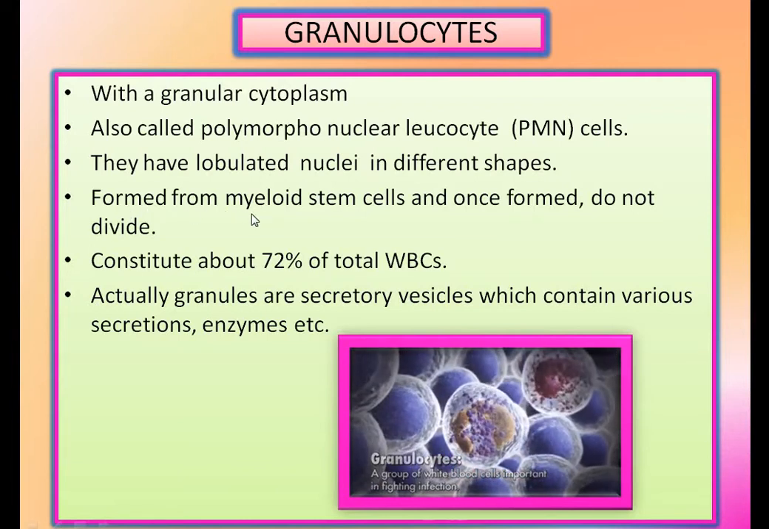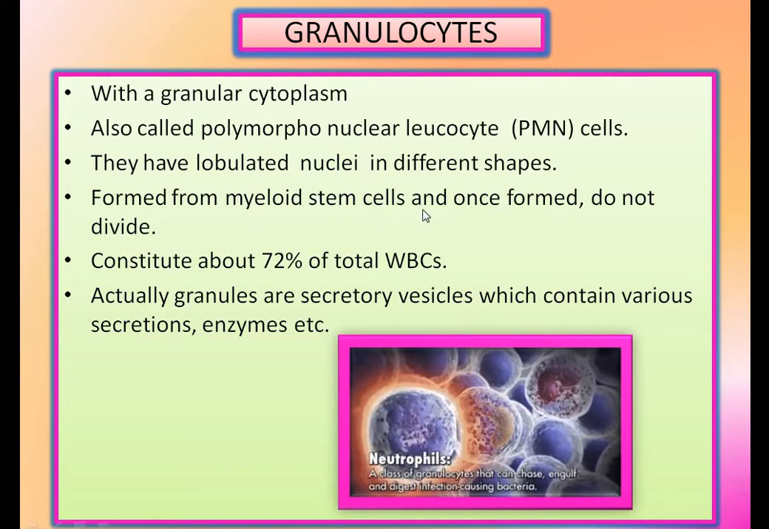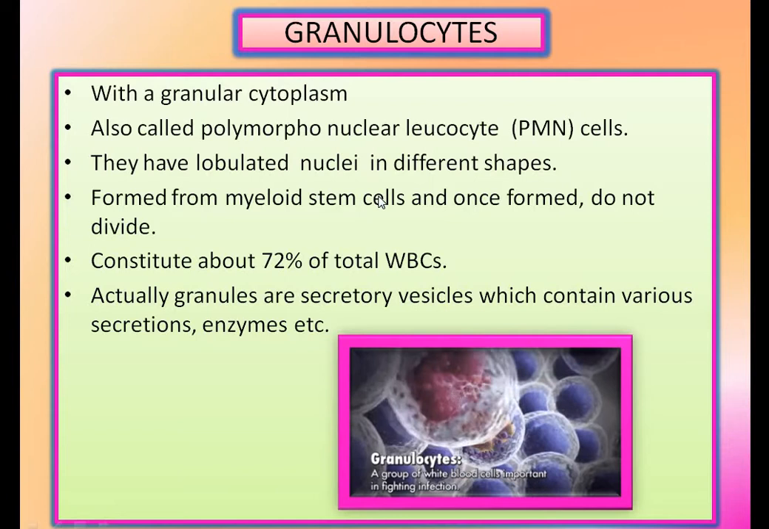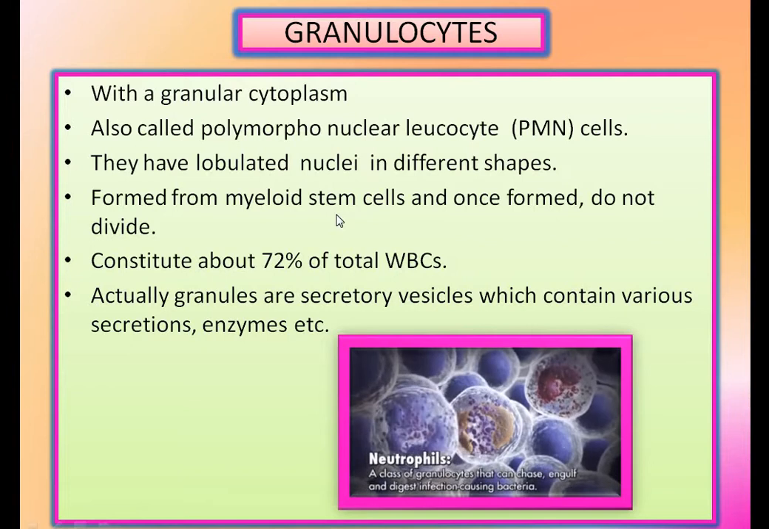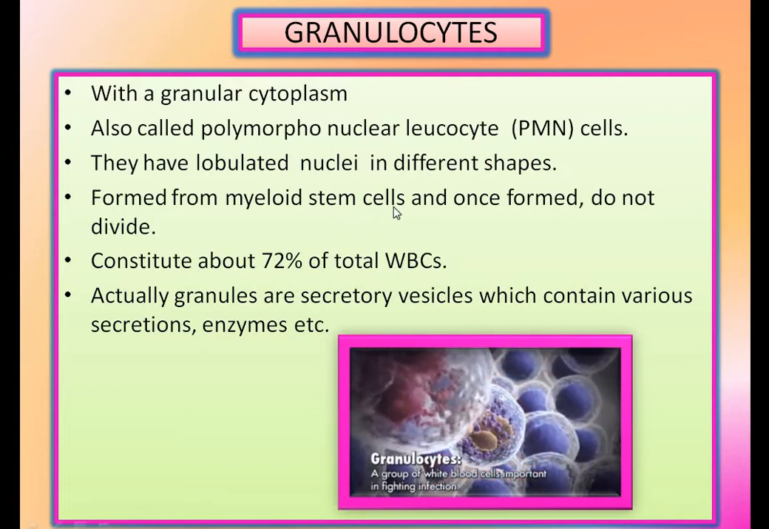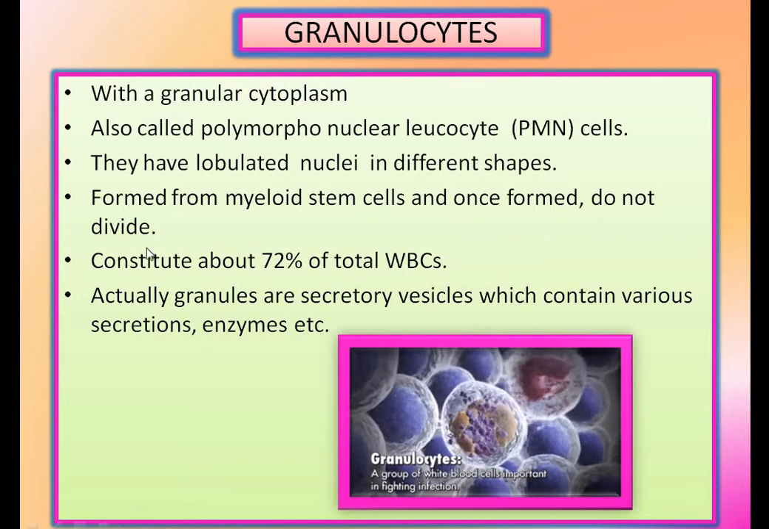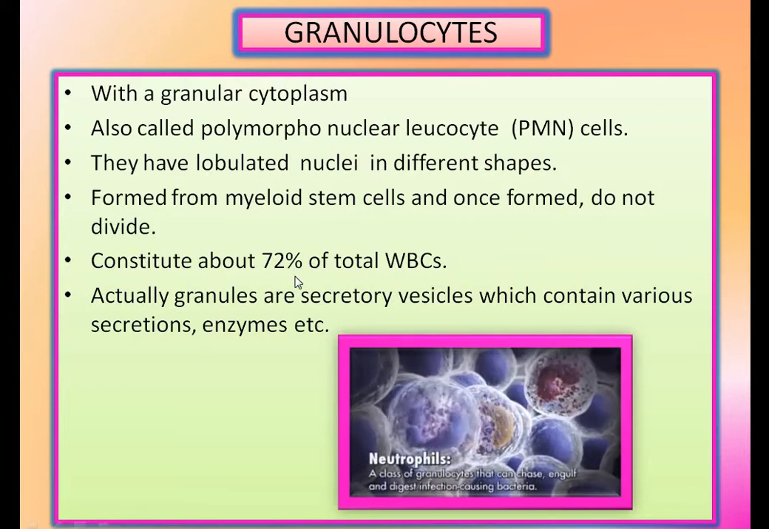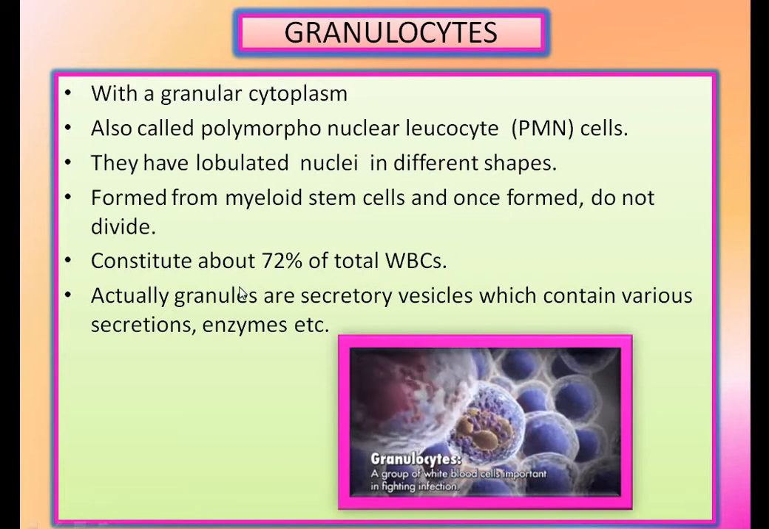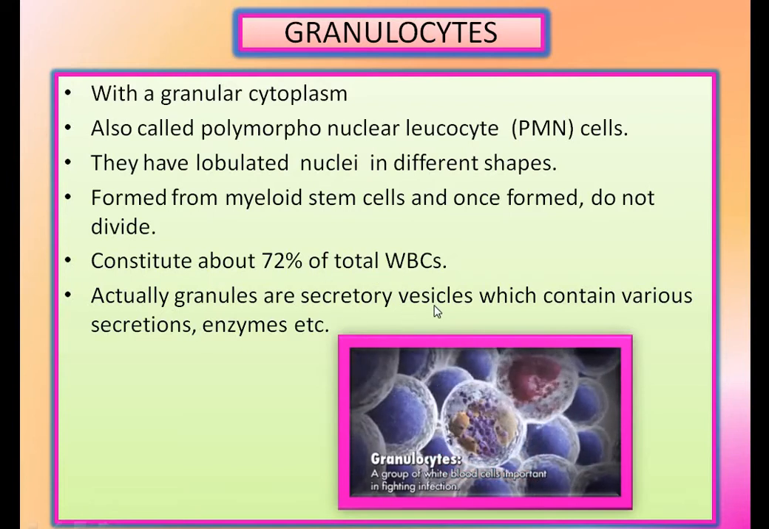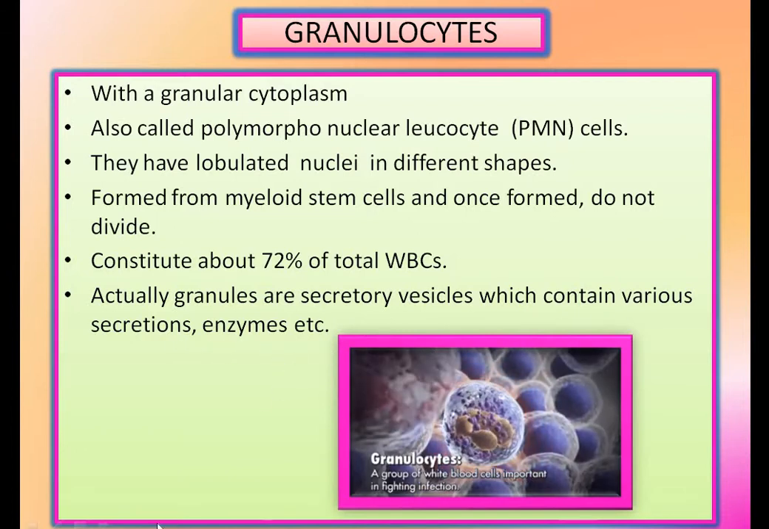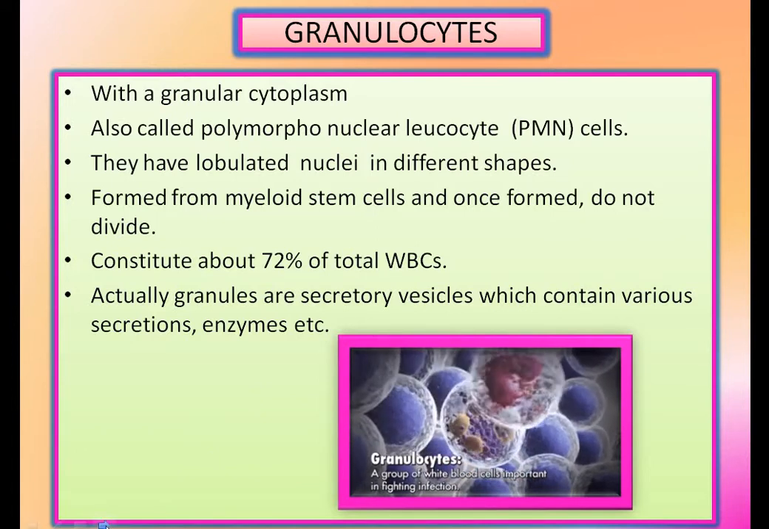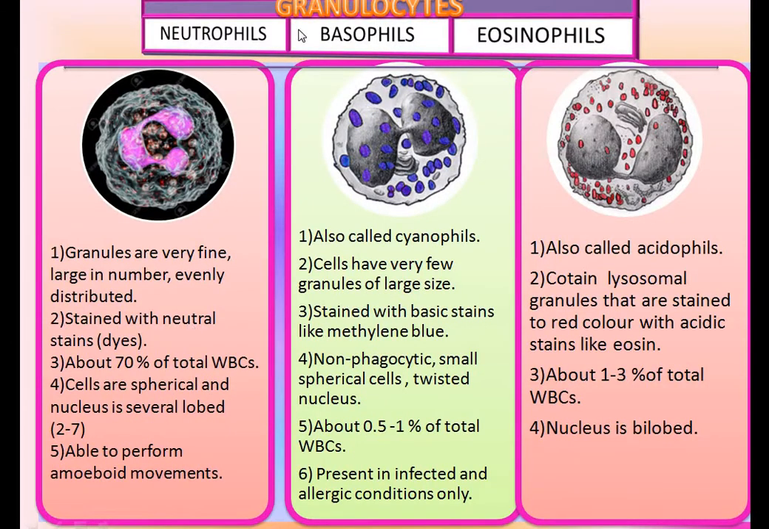Formed from myeloid stem cells and once formed do not divide. That means granulocytes form from myeloid stem cells and once formed they do not divide. It constitutes about 72% of total WBCs. Actually, granules are secretory vesicles which contain various secretions and enzymes. Then the types of granulocytes: neutrophils, basophils and eosinophils.